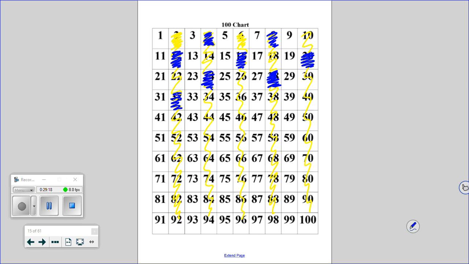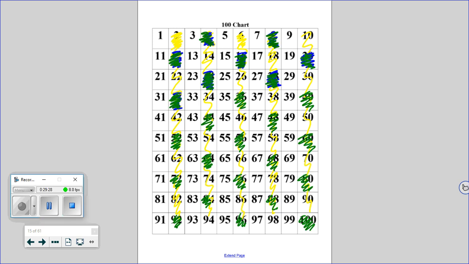Alright, keep going until you've labeled all products of 4. They should start to look a little green because they're mixing with the yellow. Your 100 chart should now look something like this. Some of you might have gotten off along the way, but I think most of you did a good job. What did you notice? Look at your 100 chart. What do you see?